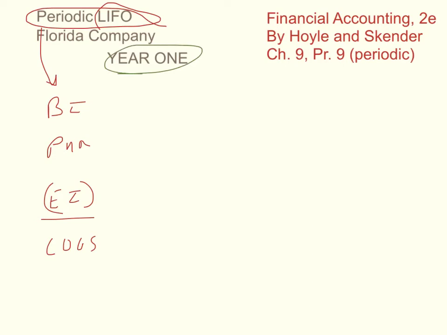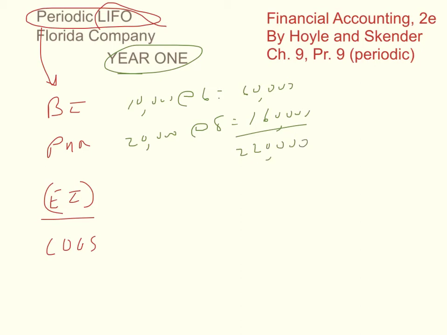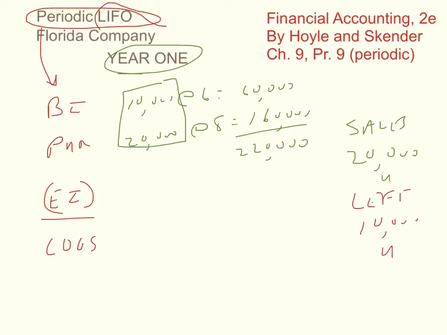So beginning inventory is 10,000 units at $6 a piece, that's $60,000. In the first year, we're back to year 1, 20,000 units were bought at $8 a piece, that's $160,000. So your goods available for sale are $220,000. How many units did you have? You had 30,000 units. What were your sales? In year 1, you had sales of 20,000 units. Says that in the problem. Therefore, how many units do you have left? You have left 10,000 units. So your ending inventory is 10,000 units.